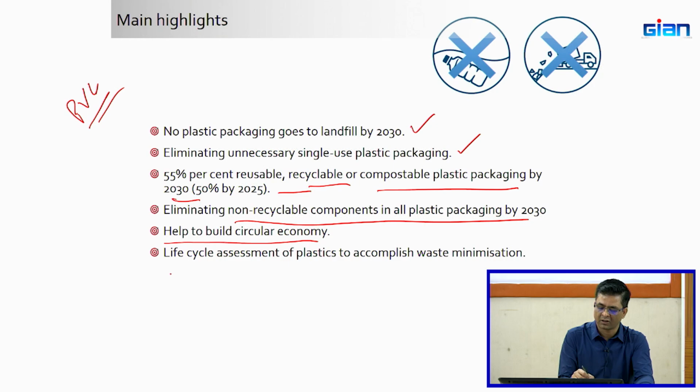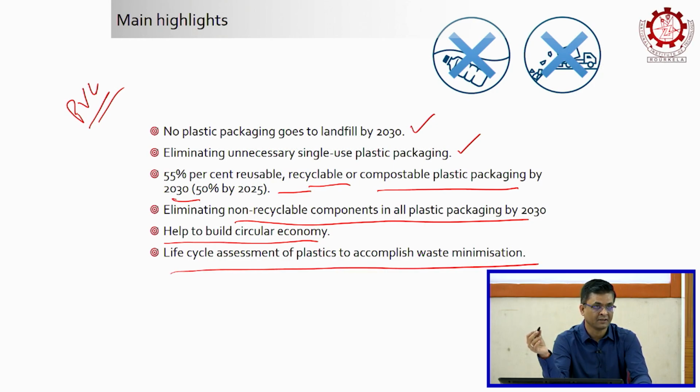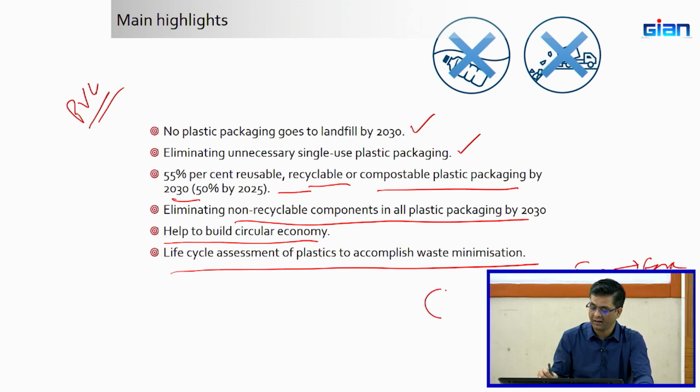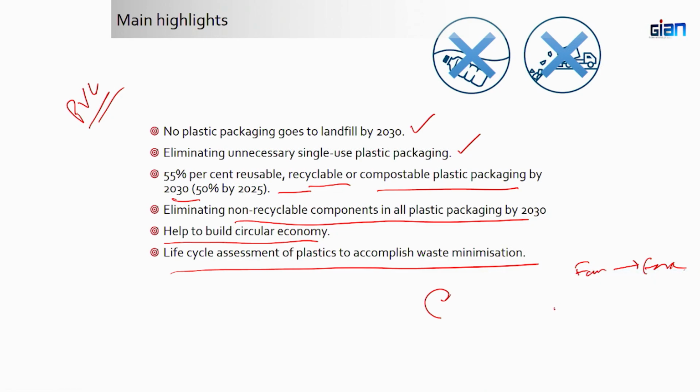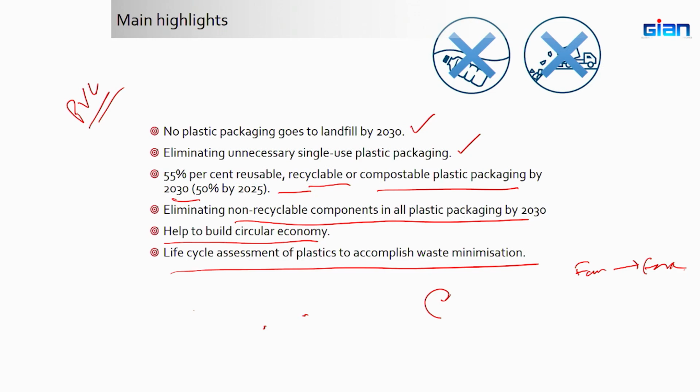This helps to build a circular economy: life cycle assessment of plastic to accomplish waste minimization. That means how we can do the life cycle assessment from farm to fork, and how we do the 3Rs: reduce, recycle and reuse. So the 3Rs are there, right? How can we do that within the packaging material? What are the strategies by which we can reduce the plastic?